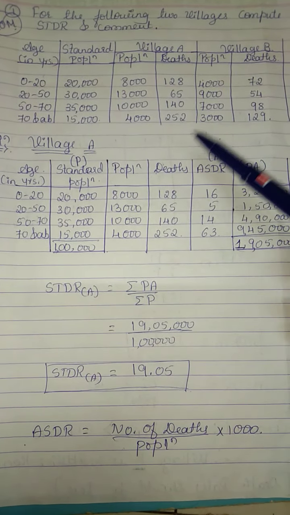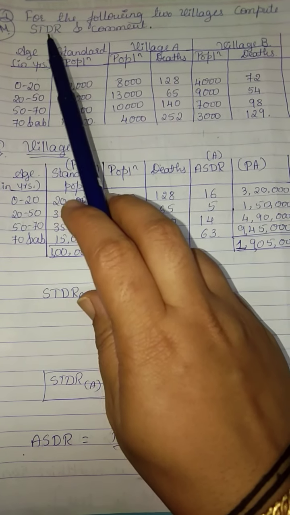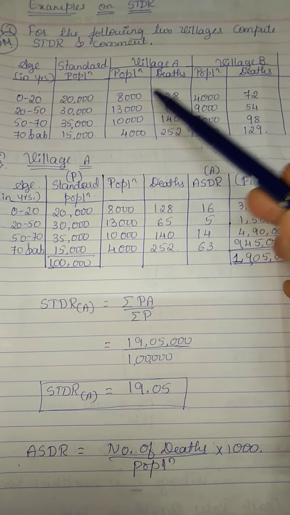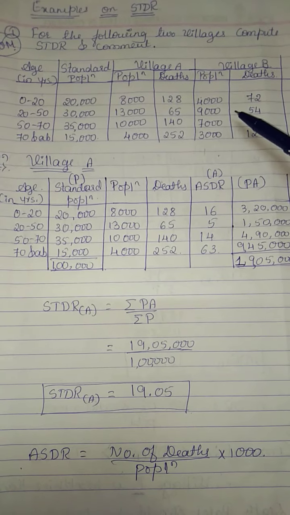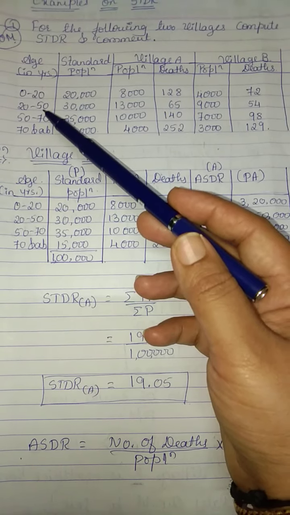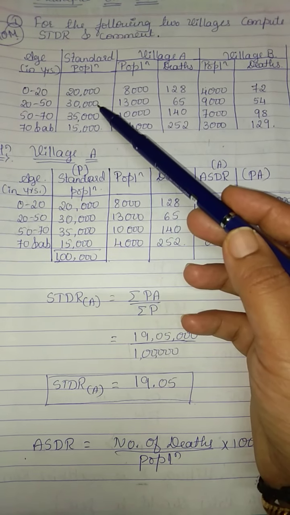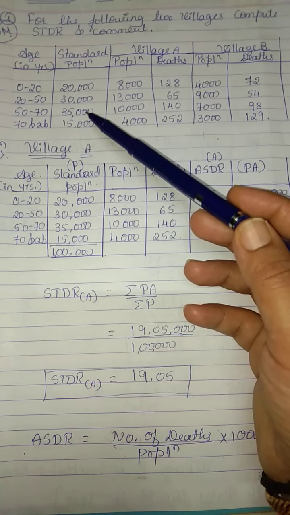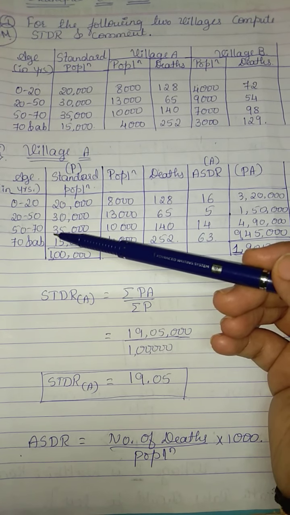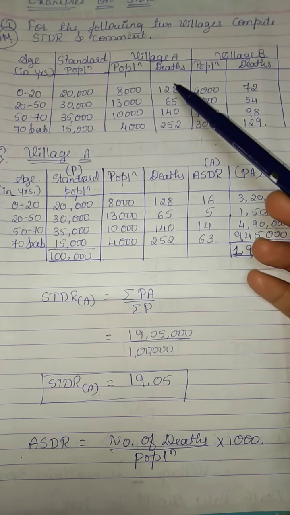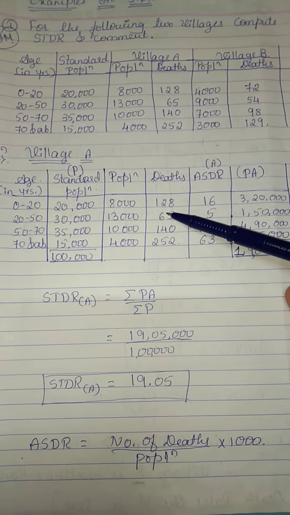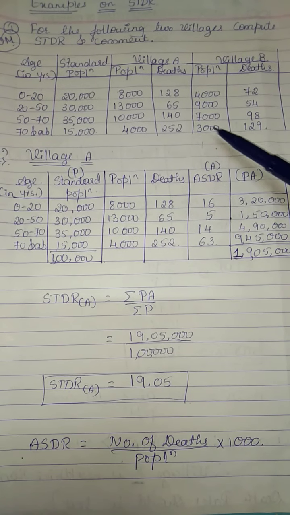You all know that to find STDR we need ASDR. We are supposed to find out ASDR for village A and ASDR for village B. So now I'll consider village A. I'll write the same here. Age group, standard population. As you all know, this standard population is very important to find STDR. I have considered only village A. I have written the same data here, and deaths. This part I'll consider next.